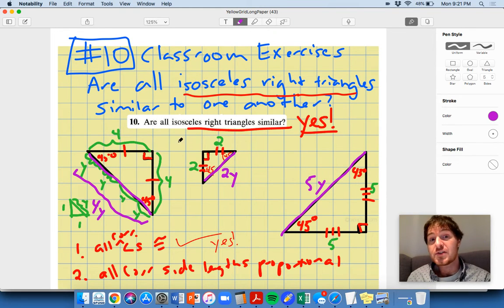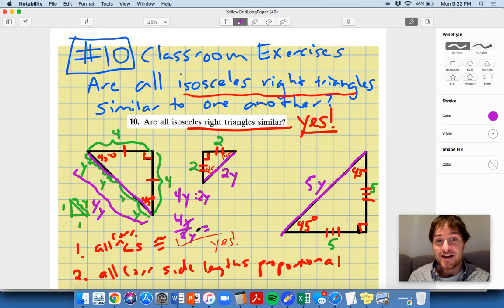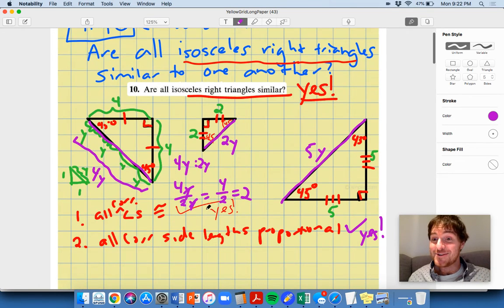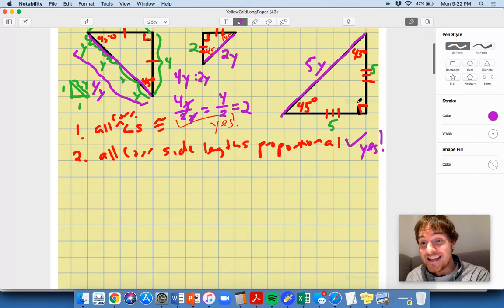Because here, this side to that corresponding side is in a 4:2 ratio. That side to that side is in a 4:2 ratio. This here would be in a 4y to 2y ratio, otherwise known as a 4y over 2y ratio. But wait, our y's cancel? It's in a 4:2 ratio, or a scale factor of 2, just like the other sides. This here would be in a 2:5 ratio, just like that side to that side is in a 2:5 ratio here. So you know what? We've proven here that our side lengths are proportional, and all of our corresponding angles are congruent. They're identical for any isosceles right triangle.